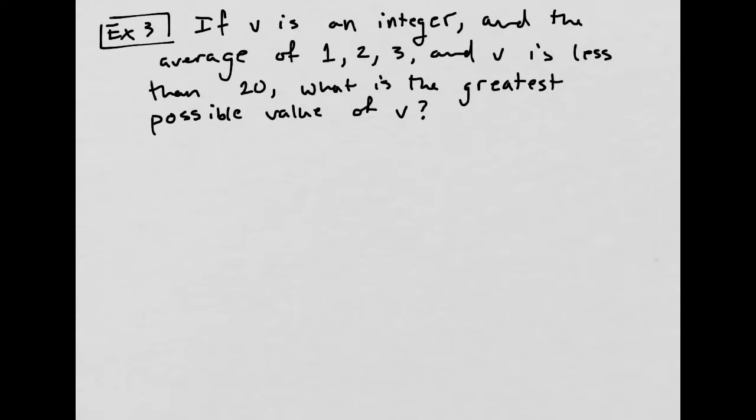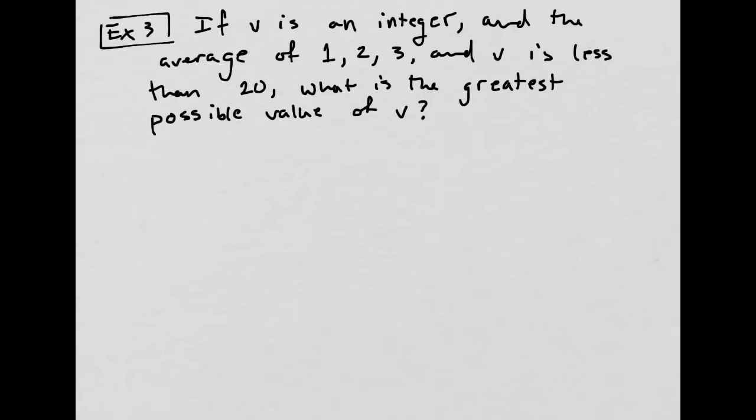Well, this involves interpreting this and writing, in this case, an inequality, because it says less than 20. If it said equal to 20, it would be an equation. Equal, equation; less than or greater than, or less than or equal to, or greater than or equal to, that's an inequality. So, what do we do first?